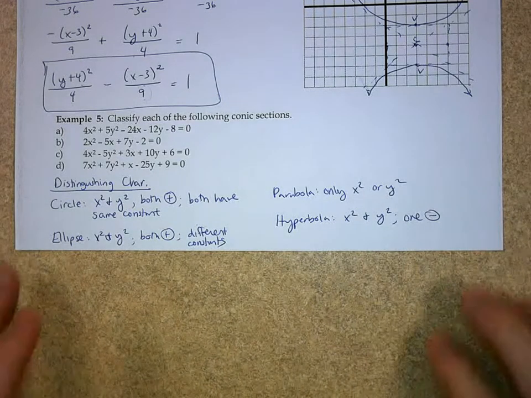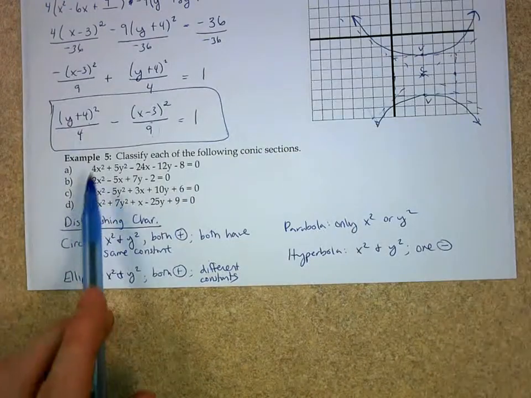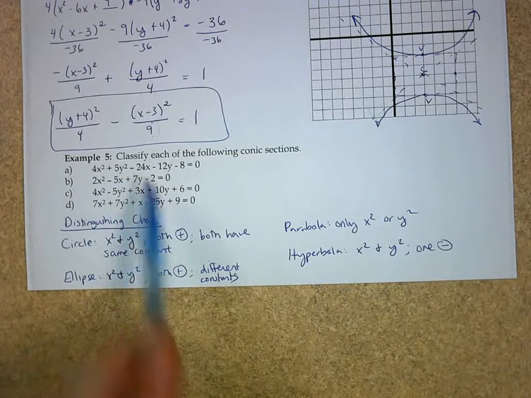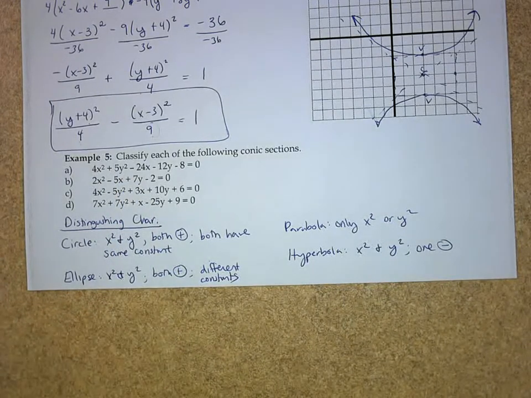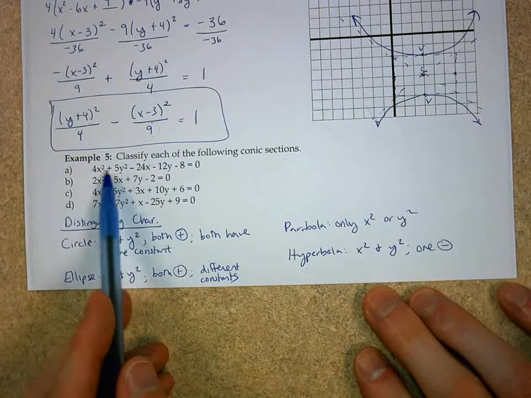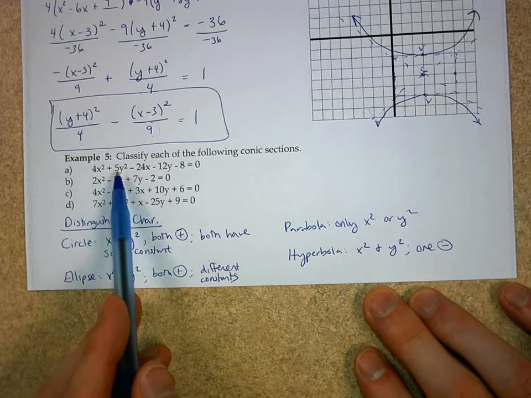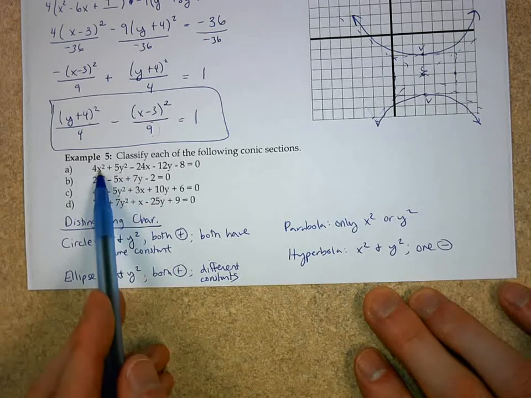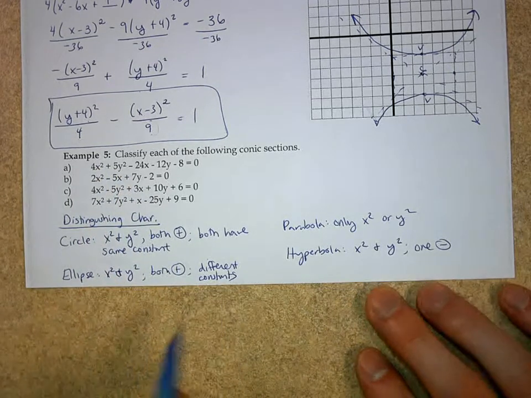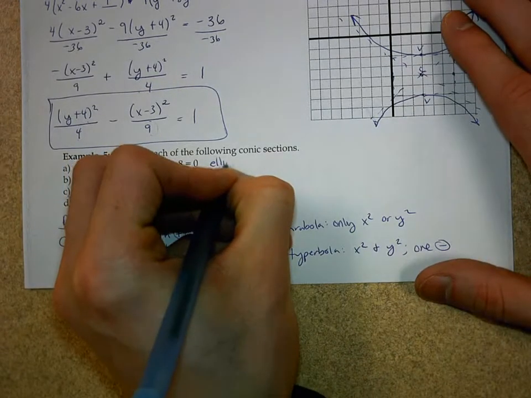So looking at the first one right here, 4x squared plus 5y squared minus 24x minus 12y minus 8x. The only thing I really care about is that x squared and the y squared. And I can see both the x squared and y squared are positive, and they've got different coefficients, which means I'm going to have an ellipse right there.